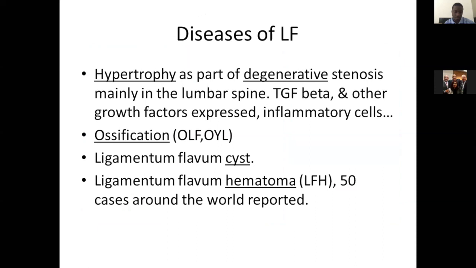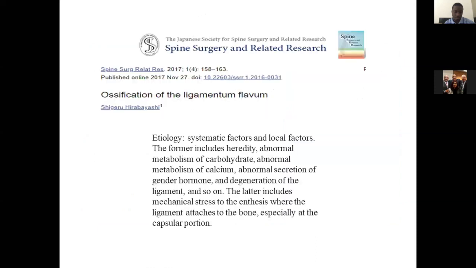So diseases of the ligamentum flavum, I couldn't find really a hypertrophy of the yellow ligament as a topic. I've seen hypertrophy as part of degenerative stenosis, but nothing like that. And also ossification of the yellow ligament or a ligamentum flavum cyst or even a hematoma.